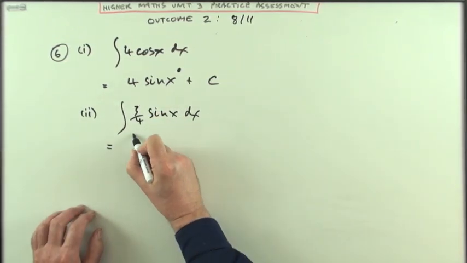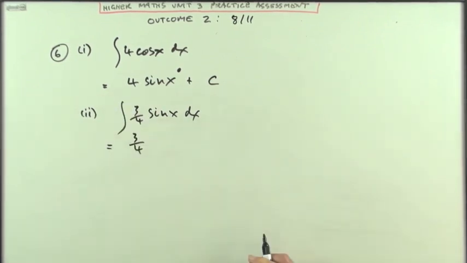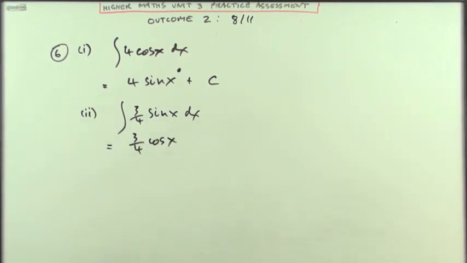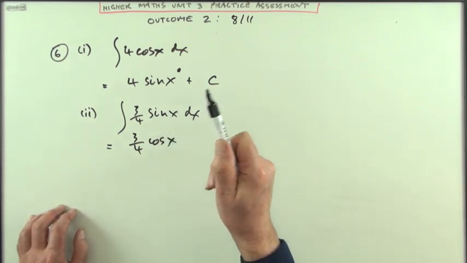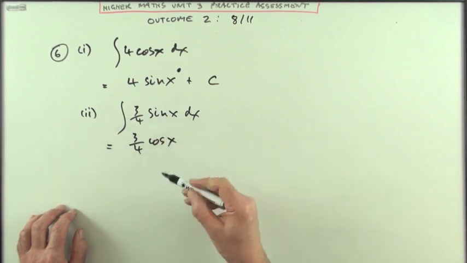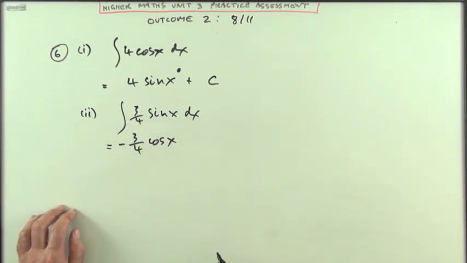And then same as before. Doesn't matter what I'm doing, integrating or differentiating, that coefficient won't change, it'll still be 3/4. And sine changes to cos, again, no matter what I'm doing. It's just a case of what will the sign be? Well, if I'm differentiating, sine would go to a positive cos. Integration, that'll be the other way around, so it'll have to be a negative.